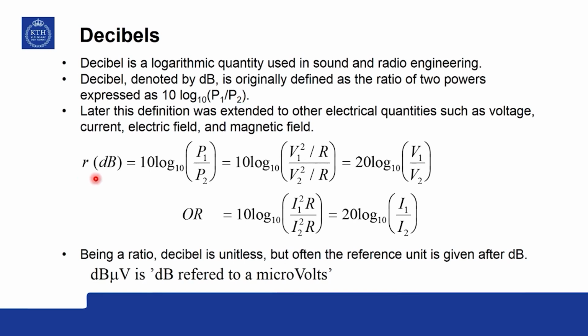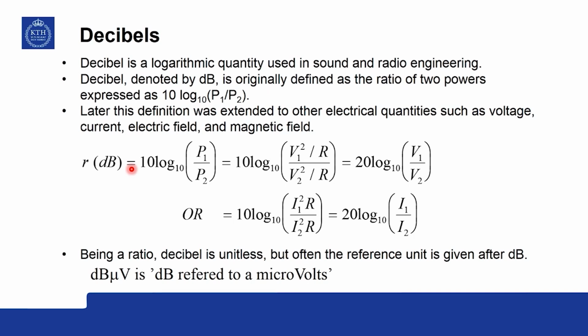So, ratio in dB is 10 log P1 by P2. So, it is a unitless number because power in watt is divided by watt. So, it is unitless, but at the same time you want to know what are the reference units being used. It makes a difference whether it is watt or milliwatt in the final number. So, to denote that, you will add the unit beside dB, even though dB is a unitless number.